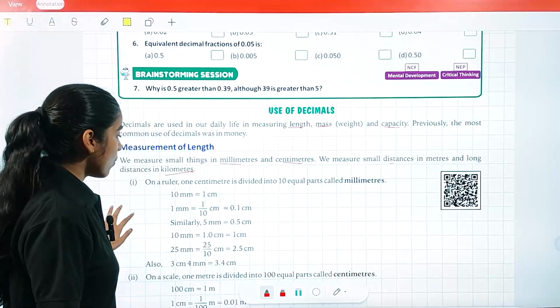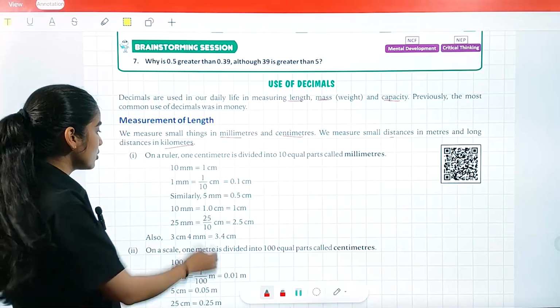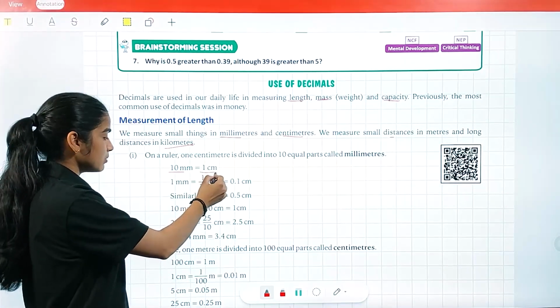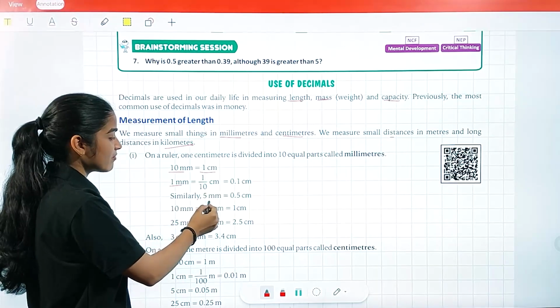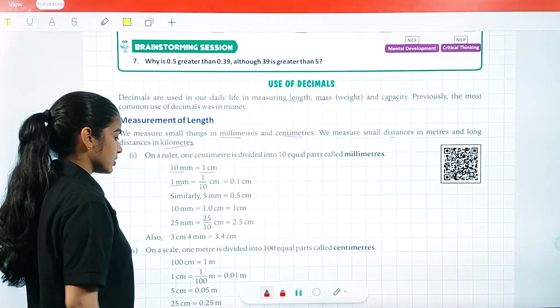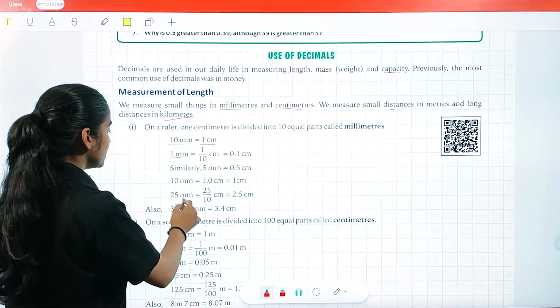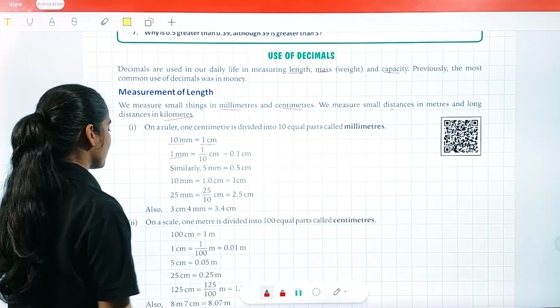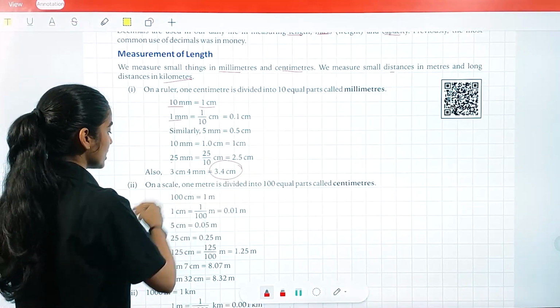On a ruler, 1 centimeter is divided into 10 equal parts called millimeters. We already know that. So 10 mm is equal to 1 centimeter. 1 mm is equal to 1 by 10 centimeters. Similarly, 5 mm is equal to 0.5 centimeter. So 10 mm is 1.0 centimeter, which is 1 centimeter. 25 mm is 2.5 centimeter. Also 3 centimeter 4 millimeter means 3.4 centimeter.